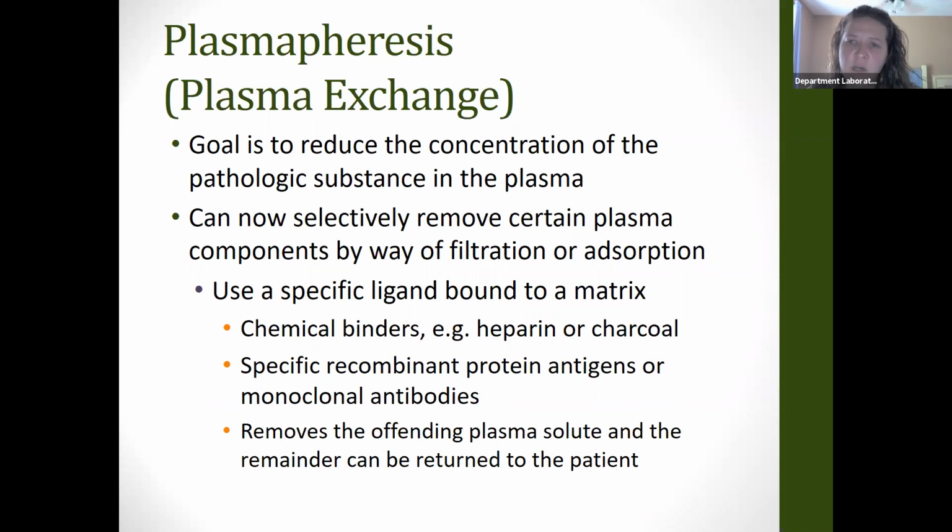And then again, the ultimate goal, if you're thinking about plasma exchange, is to reduce the concentration of whatever is present in their plasma, whether it be the large IgM molecules, that ADAMTS13 molecule for TTP, whatever is causing a problem. This plasma exchange allows the removal of that substance and then replaces it with donor plasma.